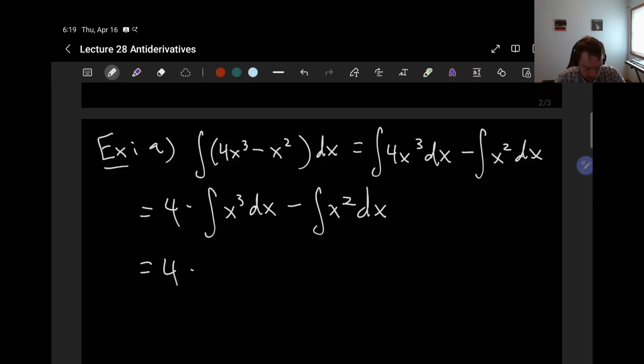So I'm going to add 1 to that exponent. It's x to the 4. And you divide by that new power. And I'm actually not going to write the plus c yet, but you don't want to forget that in general. Let's do this antiderivative. That will be x cubed over 3. And now I'm going to write plus c.